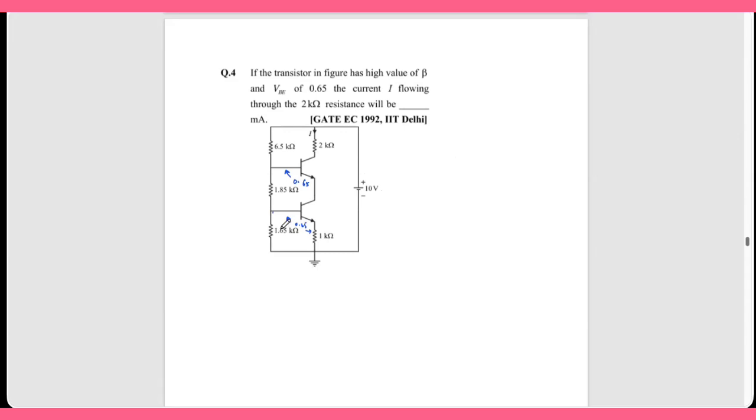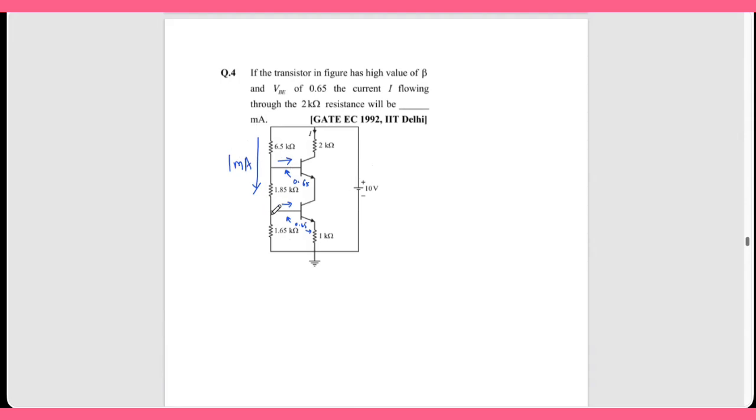3.5 plus 6.5 is 10. So it is easy. The current going through this will be 10 divided by the total resistance, since you are neglecting IB. This is neglected. It is as good as this, there is no connection to the transistor. So 10 divided by total resistance, 6.5 plus 1.85 plus 1.65, which is 10K. So this current is 10 divided by 10K, or 1 milliamp. Understood?